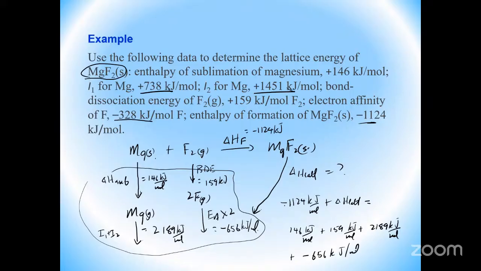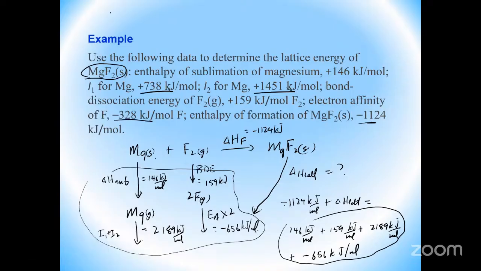All right? So what I'm going to do now is work out what all of this would give. So that's 146 plus 159 plus 2189 minus 656. And, okay, running out of space here. So I'm just going to continue up here.